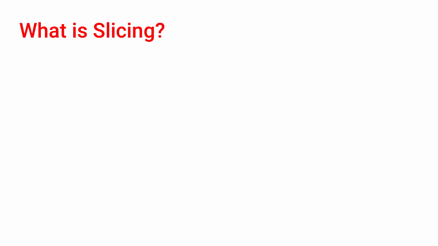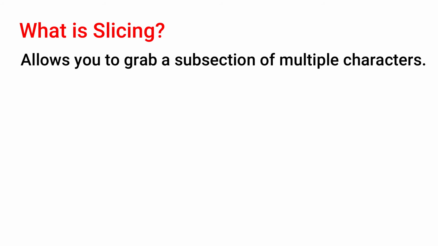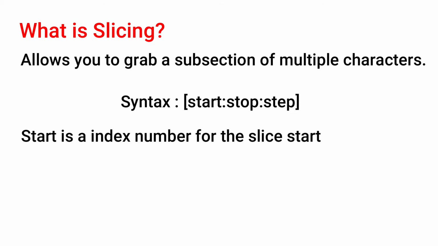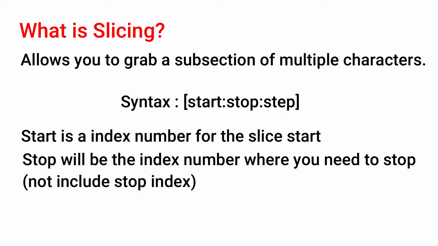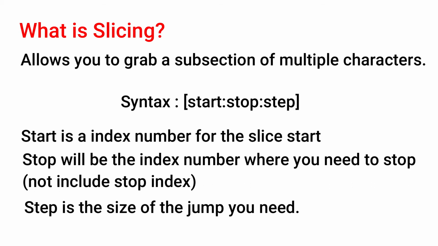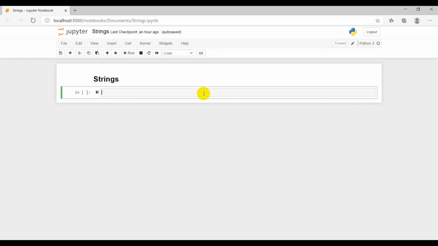And next, what is slicing? This allows you to grab a subsection of multiple characters. The syntax will be square brackets of start colon stop colon step. So what are these actually? Start is the index number for the slice start. Stop will be the index number where you need to stop, but not include the stop index value. And step is the size of the jump you need to take. So let's demonstrate with some examples.